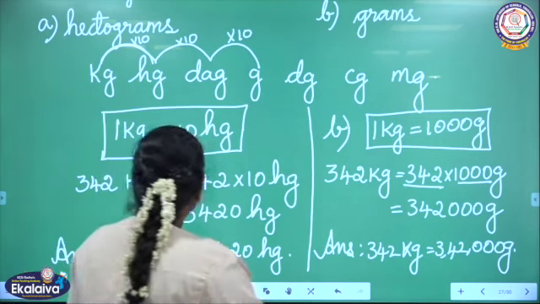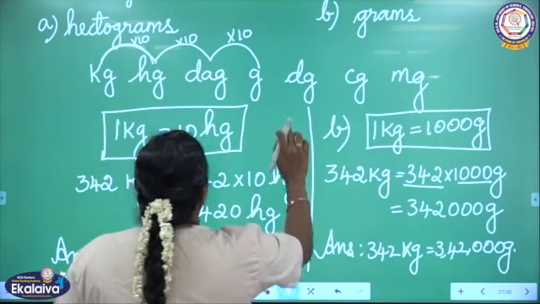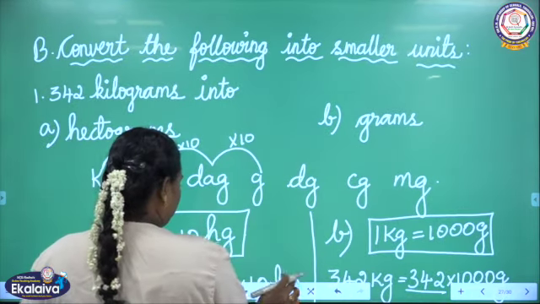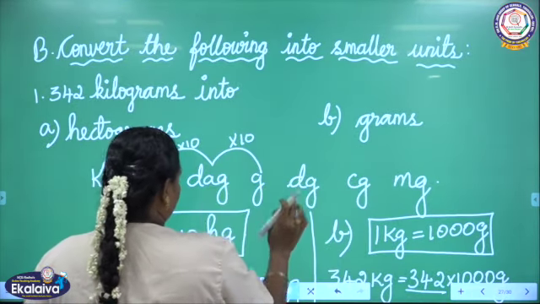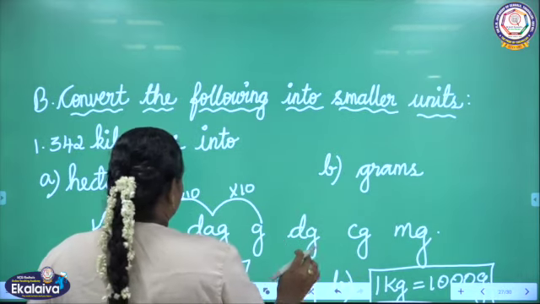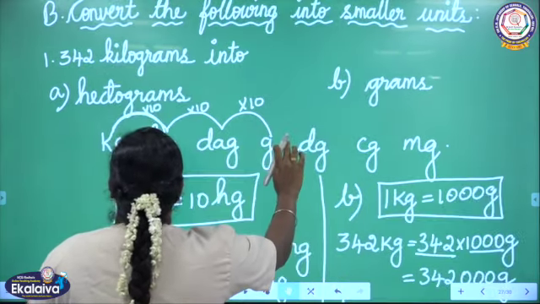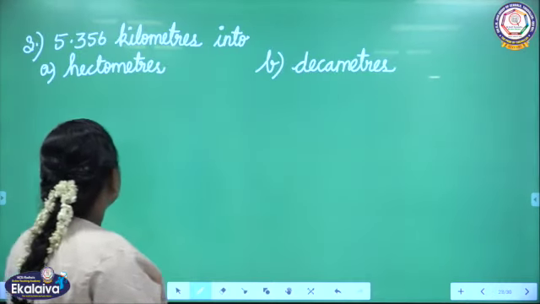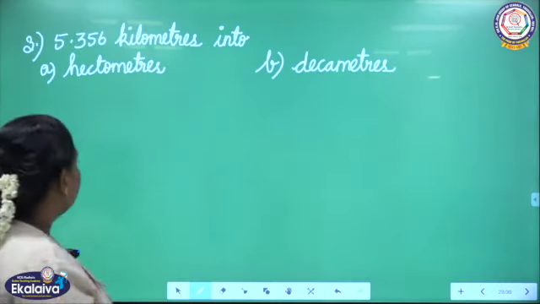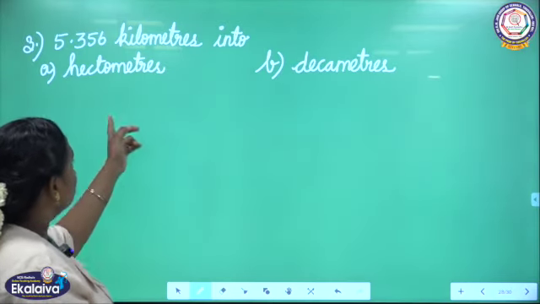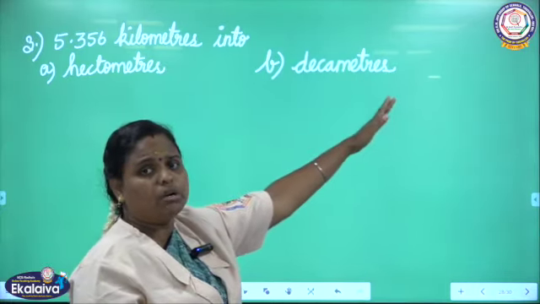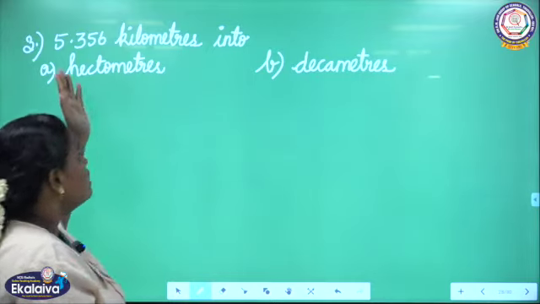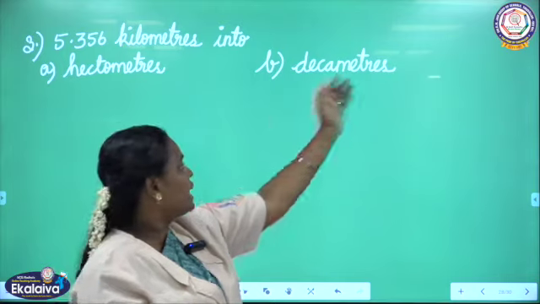So next one, 5.356 kilometers into hectometers and then decameters. They have given in kilometers, we are going to convert into hectometers and decameters.